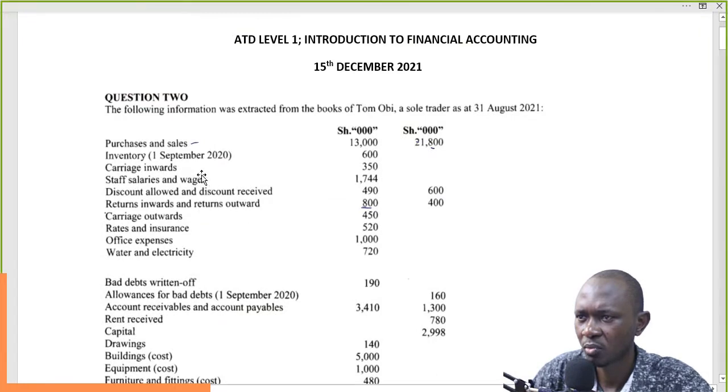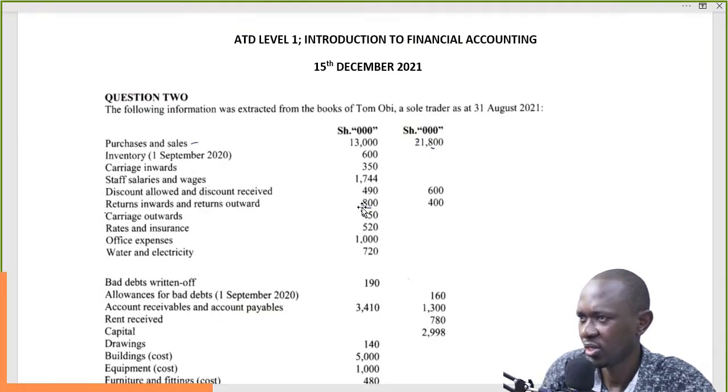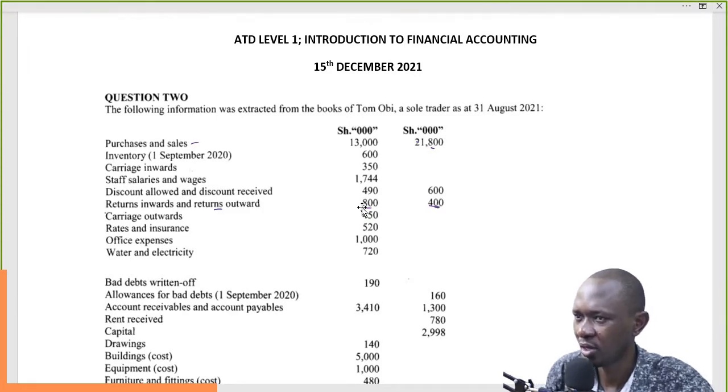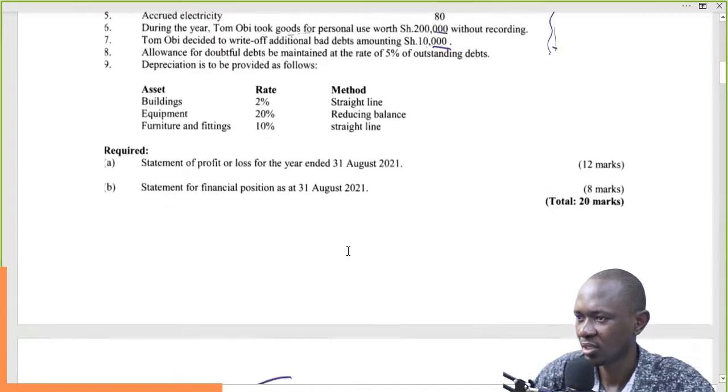Return outwards is supposed to be on the credit side. Yeah, sorry. That is the danger with this trial balance, the way it is. So you need to be very keen. So return outwards is 400. Because you are taking the goods back to the supplier, it's a credit entry. So return outwards is 400.